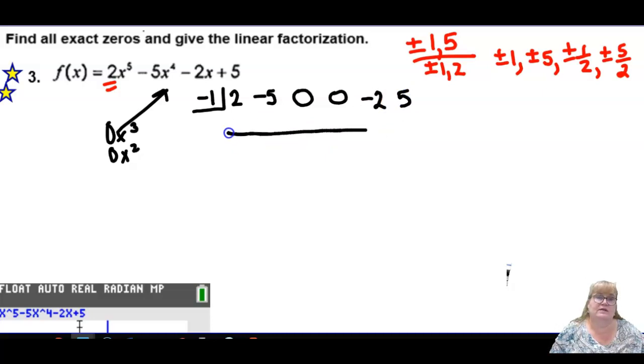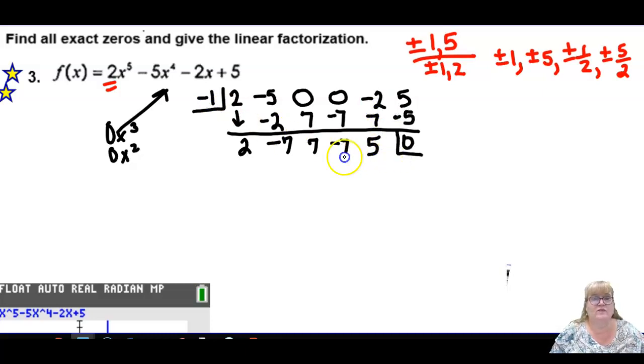All right. This is supposed to come out 0 if we do it right, because we know this is a 0 on our graph. So we bring down 2, multiply by -1, add is -7. I almost put 7. Okay, multiply by -1 is 7, add is 7. -1 times 7 is -7, add is -7. -1 times -7 is +7, add is 5. -1 times 5 is -5, and it comes out 0. Whew! But look at this mess that we have left. Okay? We have a mess left here.